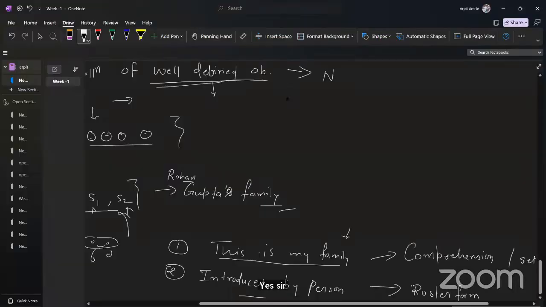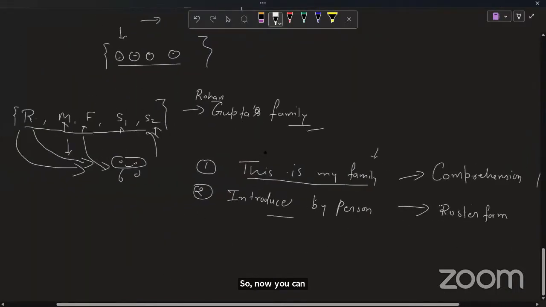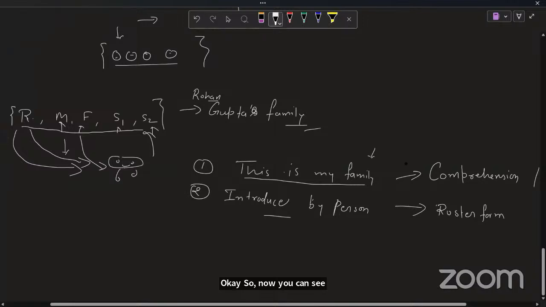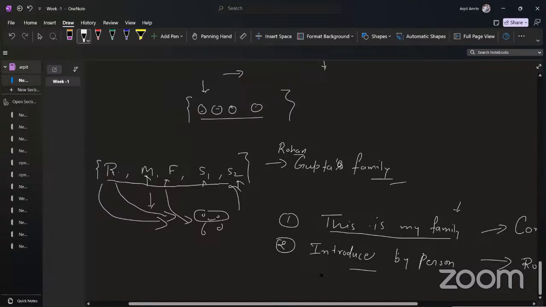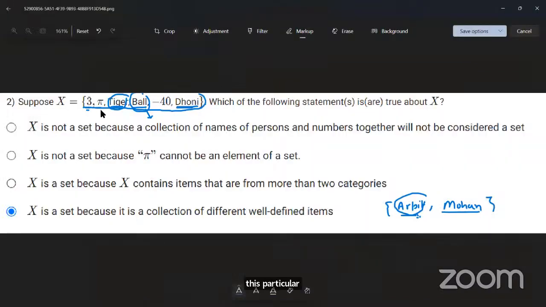Could you please repeat what you just said about this particular problem? That example, that person by person thing? No, this one. Yeah, this one.